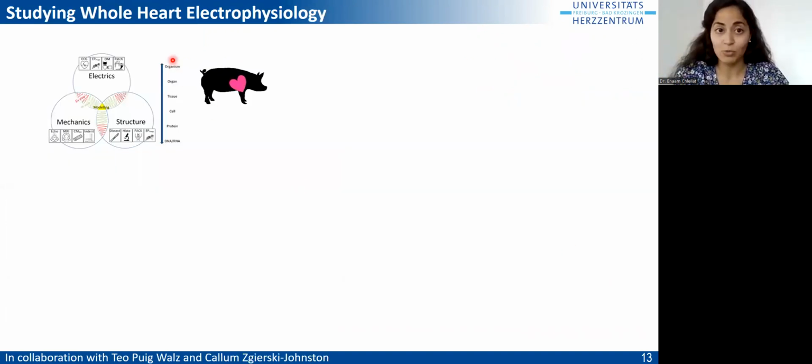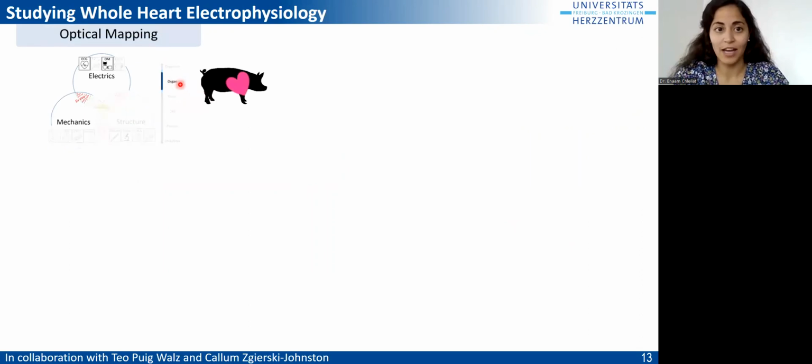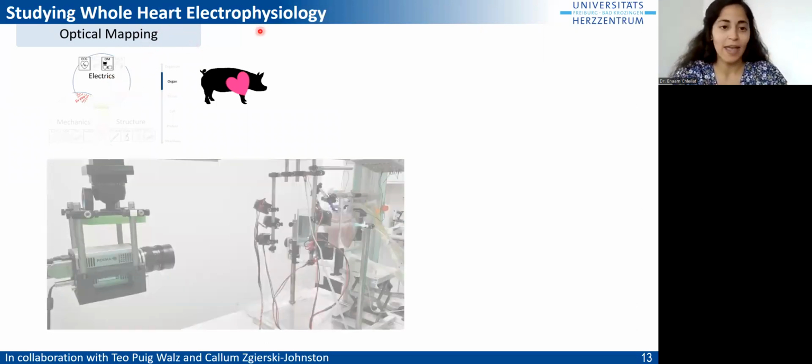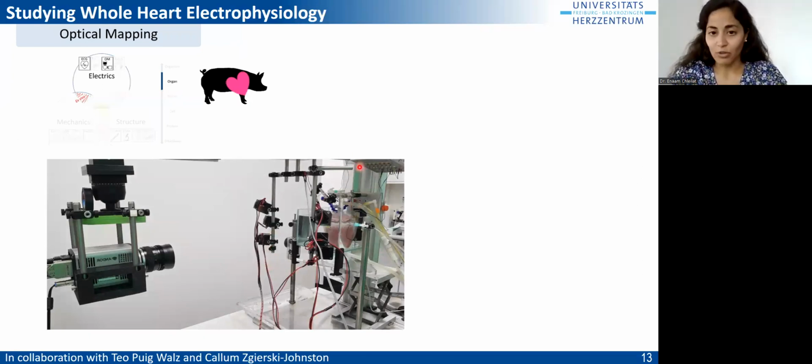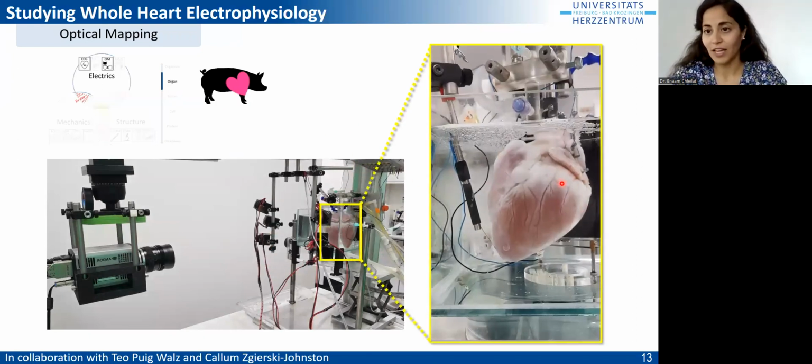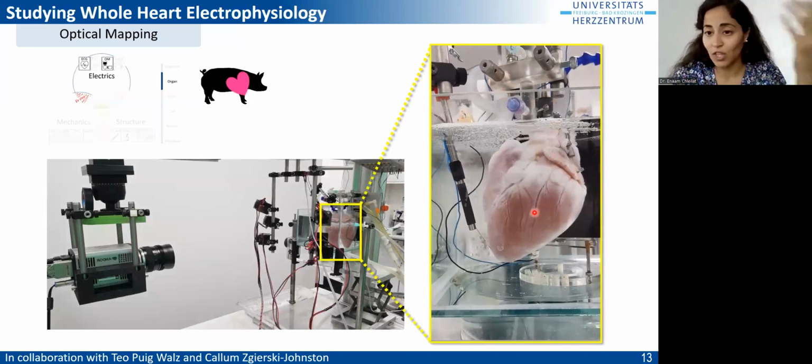Speaking of the organ, as we move down in scale, here at the organ level, trying to understand electrics, we can perform optical mapping experiments to get information about whole heart electrophysiology. Here we Langendorff perfuse the pig hearts. This is what that looks like. We perfuse with a physiological solution.